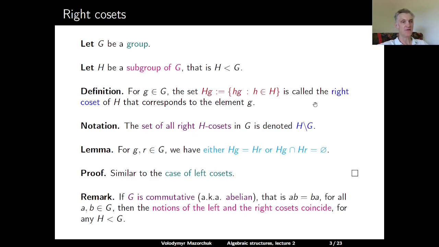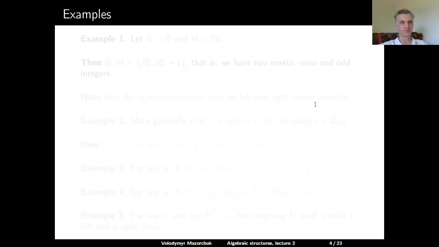Let us note that if the group G is commutative, also known as abelian, in other words, that the operation in the group is commutative, that is, that ab is equal to ba for all a and b, then the notions of left and right cosets coincide, because it doesn't matter on which side, on the left or on the right, we multiply, for any subgroup H in G. Now let us look at some examples.